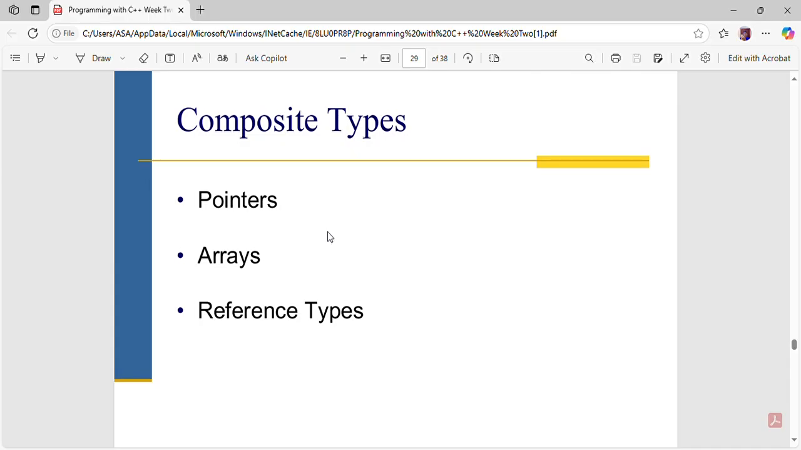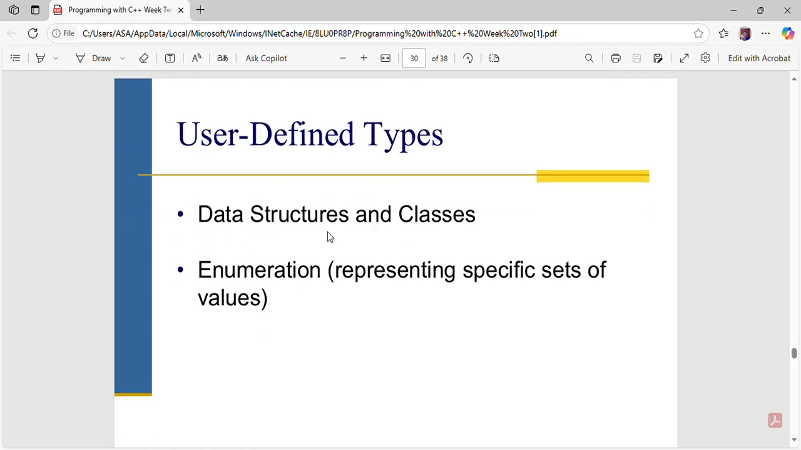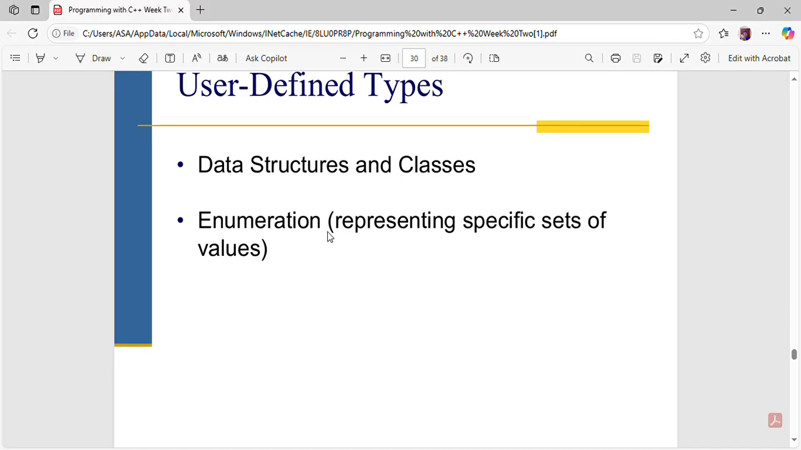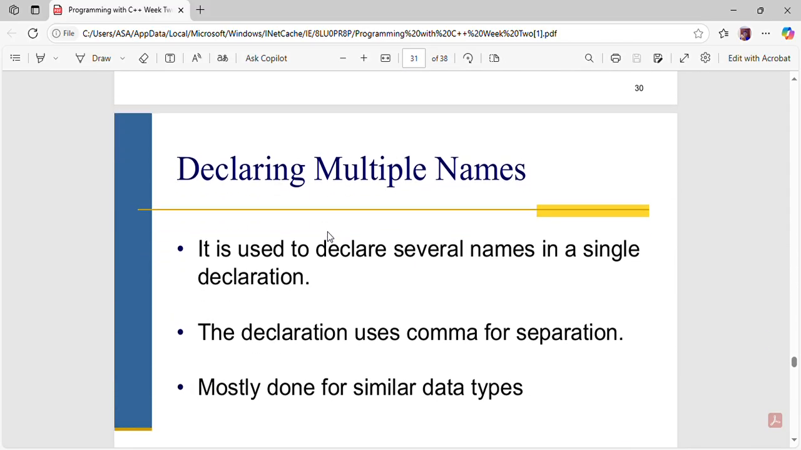So when you see the long long here, it tells you that it is 8 bytes. Let's look at some composite types. We have the pointers, we have the arrays, and then we have the reference types. Right. So let's look at some user-defined types. They are the data structures and classes. They are enumeration, that is representing specific sets of values.